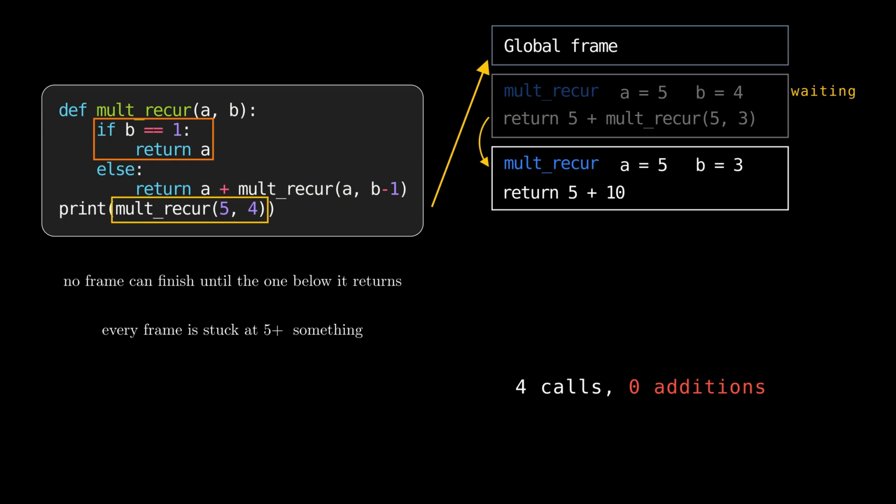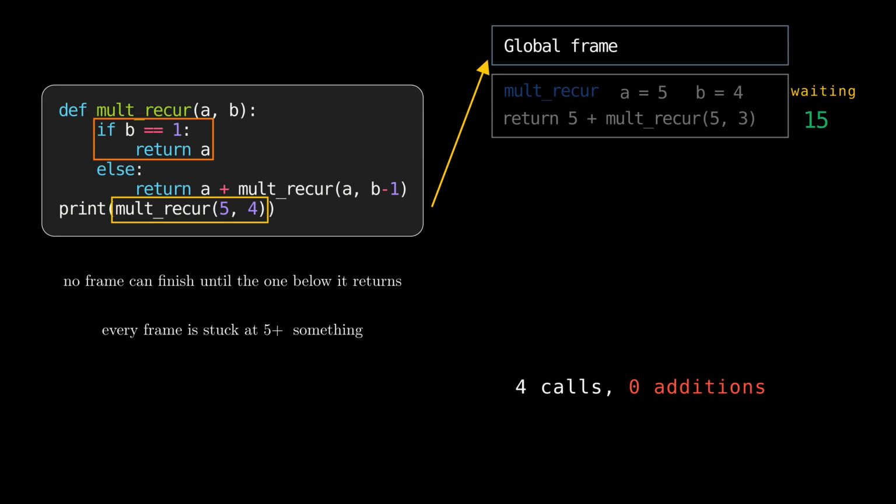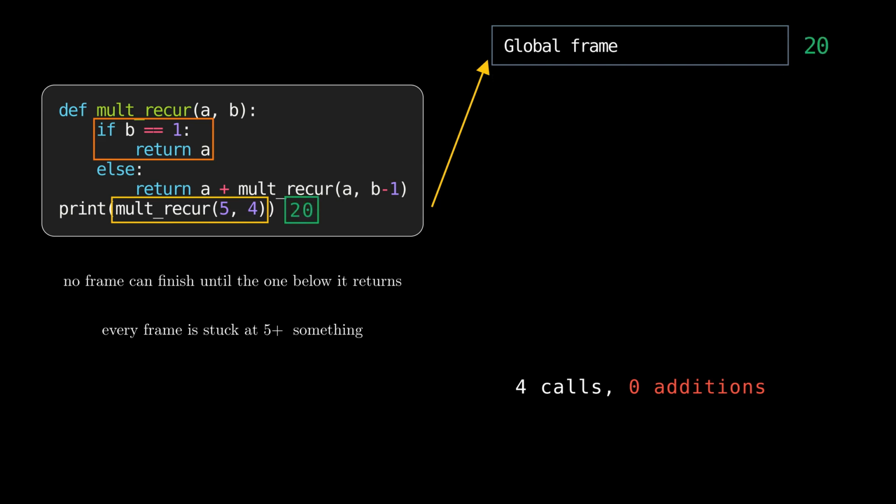The frame with B equals 3 computes 5 plus 10, 15, and passes it up. And the original call with B equals 4 computes 5 plus 15 and returns 20 to the main program. Divide built the stack, conquer emptied it, 1 addition per frame on the way back up. Every recursive function has the same 2 halves. The recursive step calls the function itself on a smaller version of the problem.